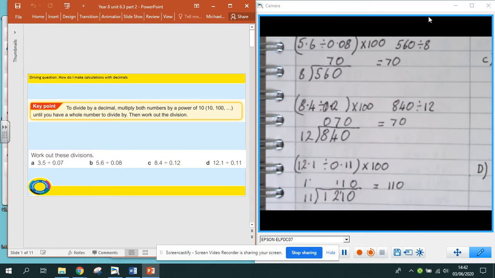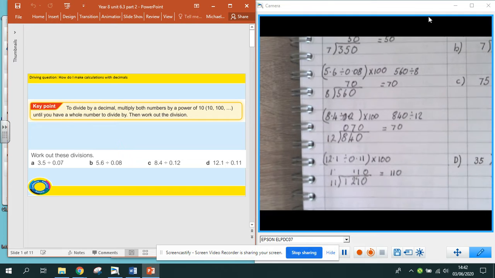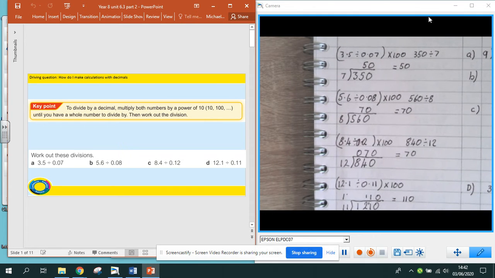Let me just see if I can get all of it on. Yeah, I can just about scratch everything onto the screen at once. If you need to copy anything down, please do so now. Then when you're ready, rejoin the lesson.